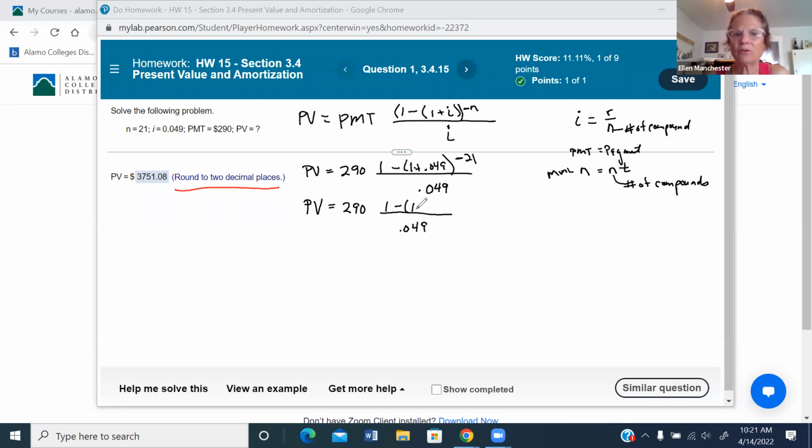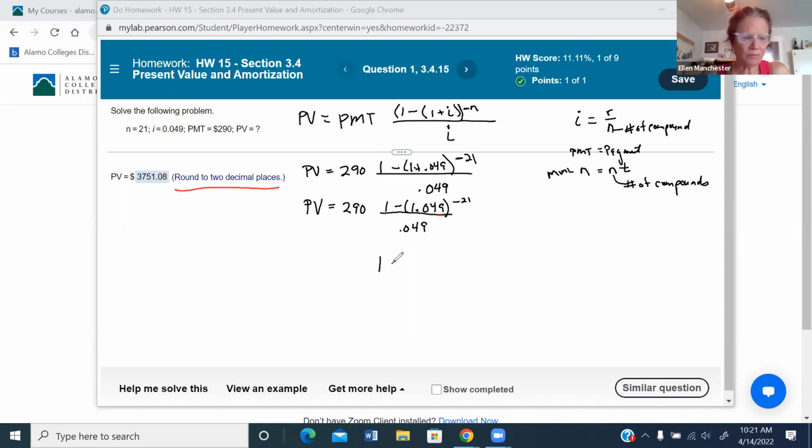So 1 plus 0.049 is 1.049. That's an easy one. Raised to the negative 21. This is where we start. We start inside the parentheses with the exponent. So I'm going to go 1.049 raised to the negative 21. Make sure you use your negative sign. Do not use the minus sign. They're two different things. To the negative 21. And then I hit enter to get an answer.